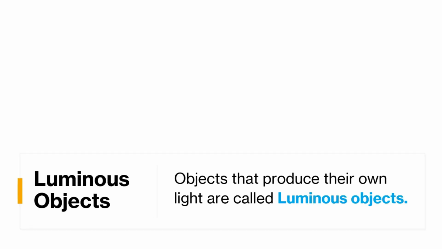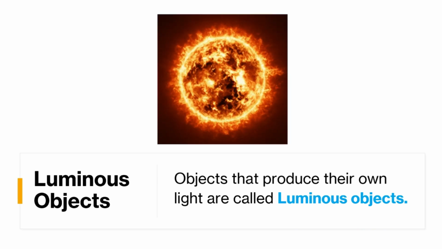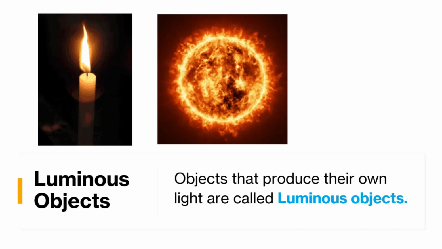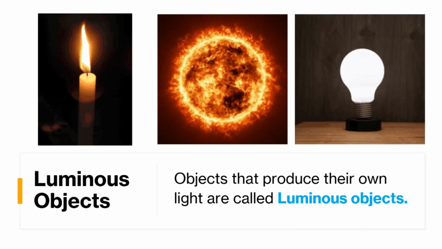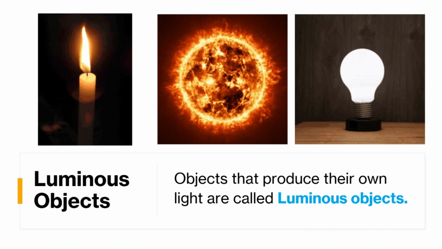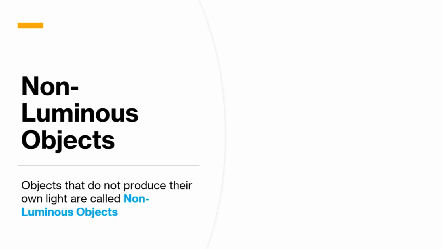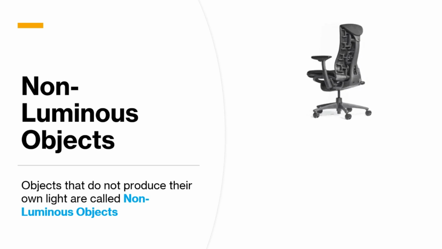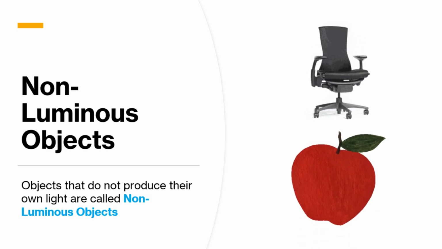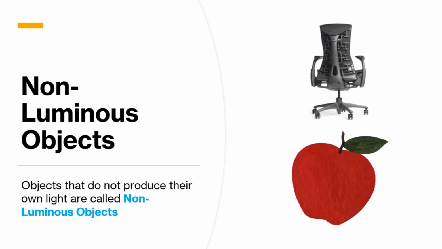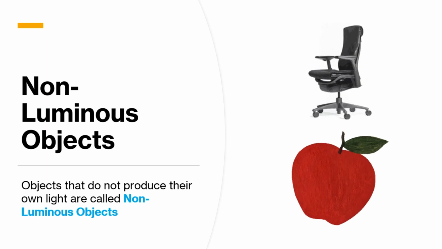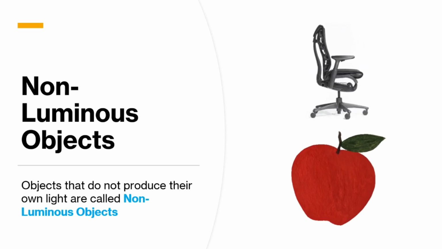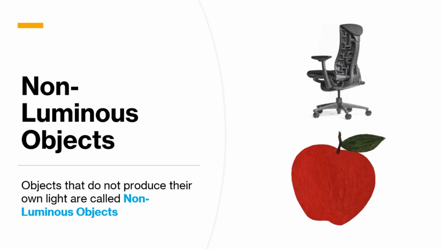Objects that produce their own light are called luminous objects. The sun, candles, and LED bulbs are examples of luminous objects. Objects that do not produce their own light are called non-luminous objects. For example, a chair and an apple do not produce their own light, so they are non-luminous objects. We can see them only when light from a luminous object falls on them.